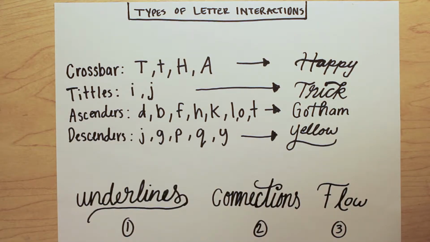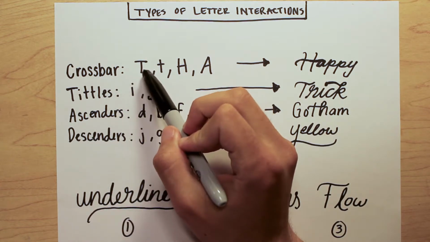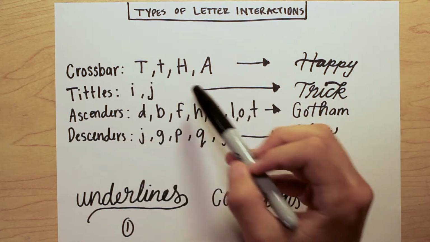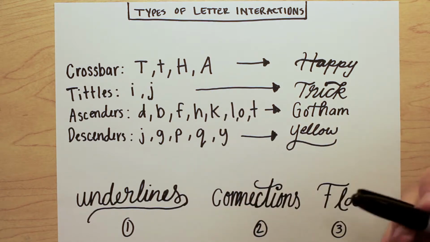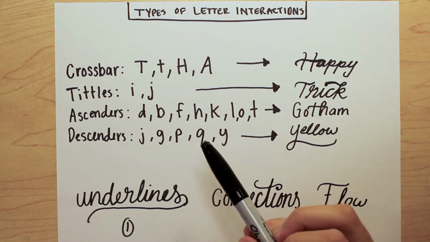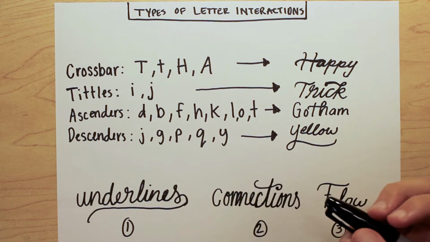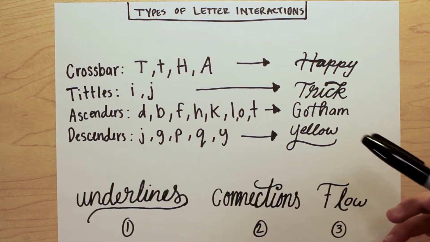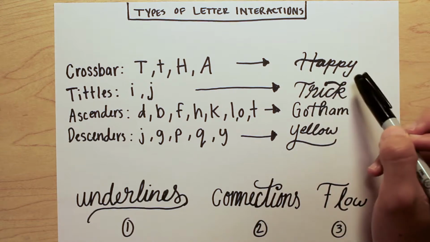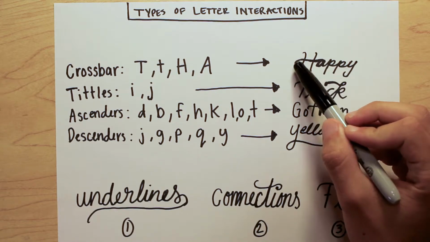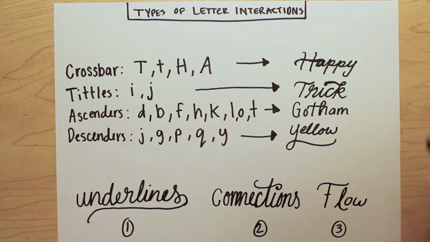One of the first letter interactions you could find is the crossbar. And this is the capital T, the lowercase t, the capital H, and the capital A. And there's other letters that have crossbars. However, these are the best ones I've found that don't interfere with the legibility of the letters. And also, an example of the crossbar is the word happy and then the crossbar of the H crossing over and connecting with the A to complete the word happy.